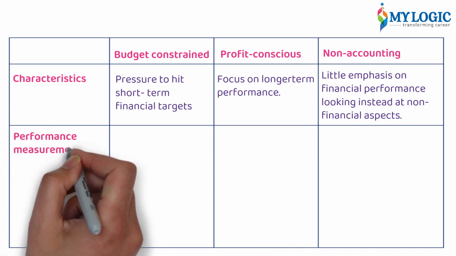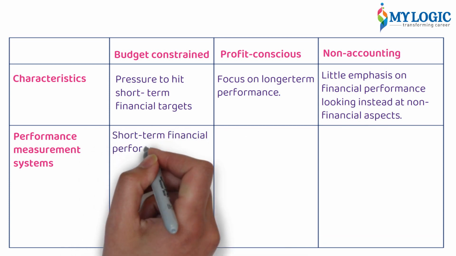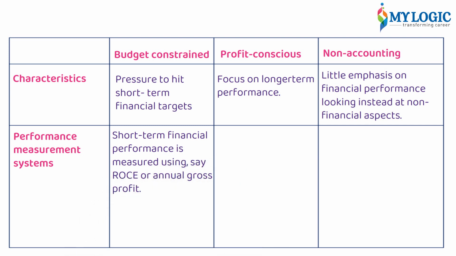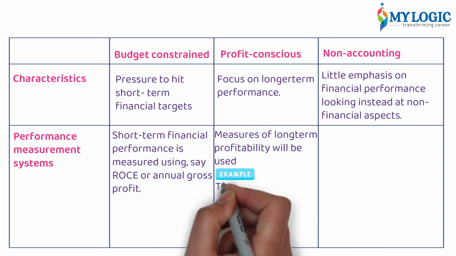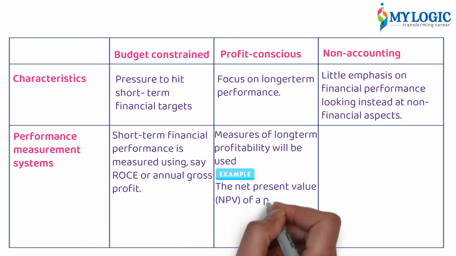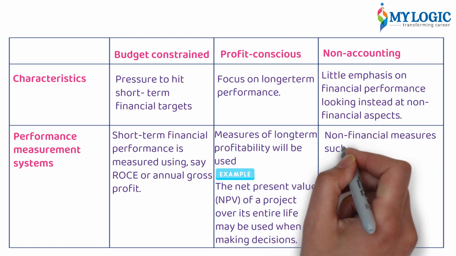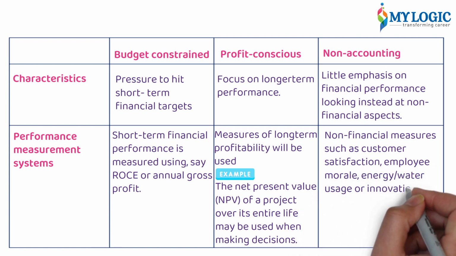Performance measurement systems. For budget-constrained, short-term financial performance is measured using, say, ROCE or annual gross profit. For profit-conscious, measures of long-term profitability will be used. For example, the net present value (NPV) of a project over its entire life may be used when making decisions. For non-accounting, non-financial measures such as customer satisfaction, employee morale, energy or water usage, or innovation may be used.